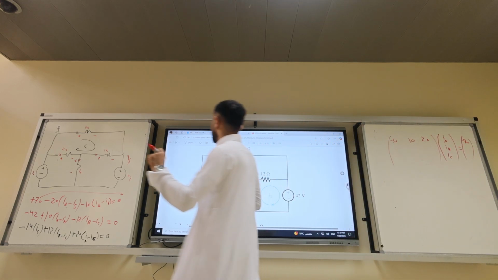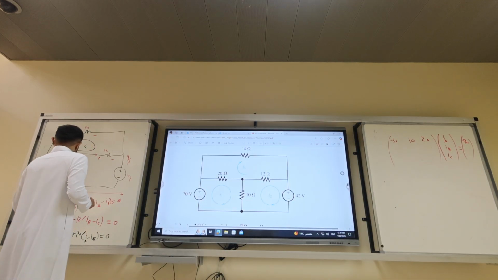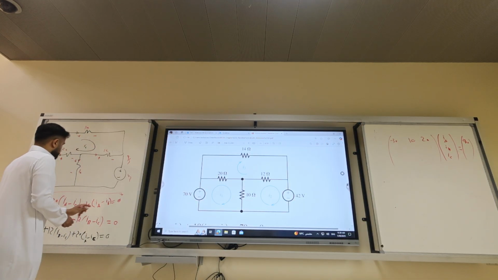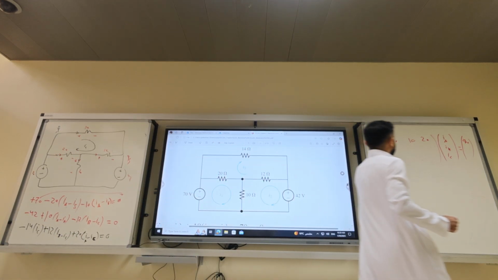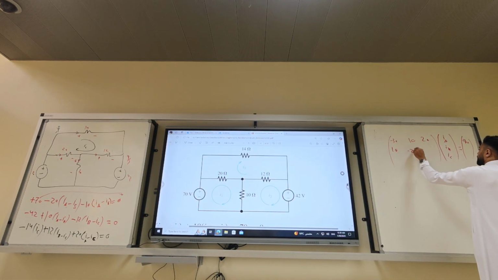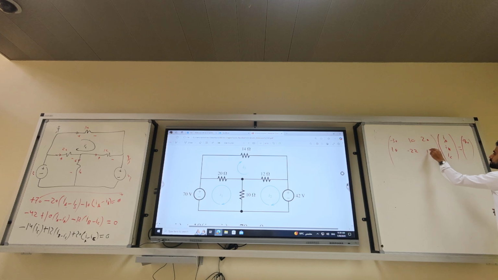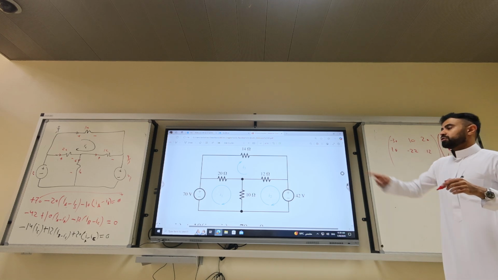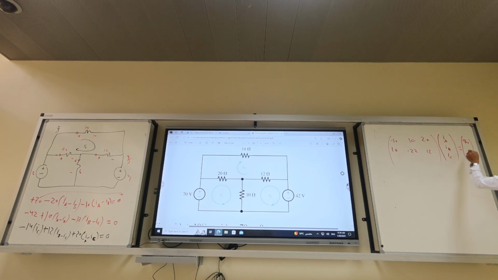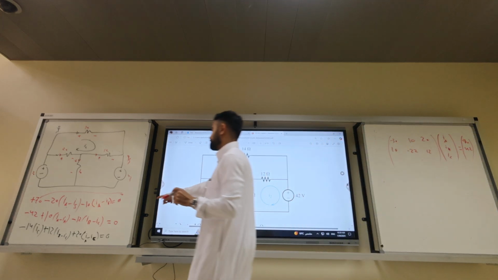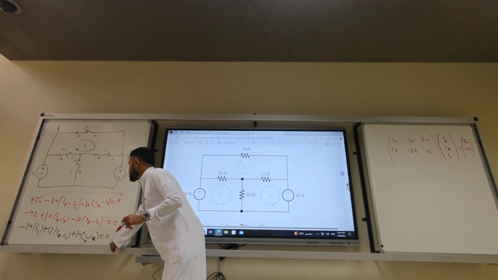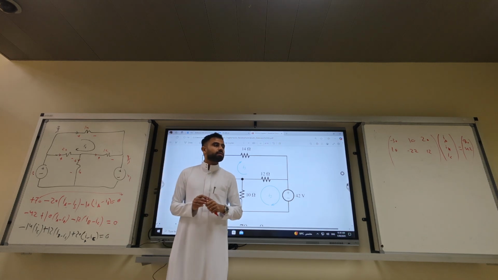You. The first one is 10, the second one minus 22, the third one 12. Equals 42. You take minus 42 to the right, 42. Who wants to do the third one?